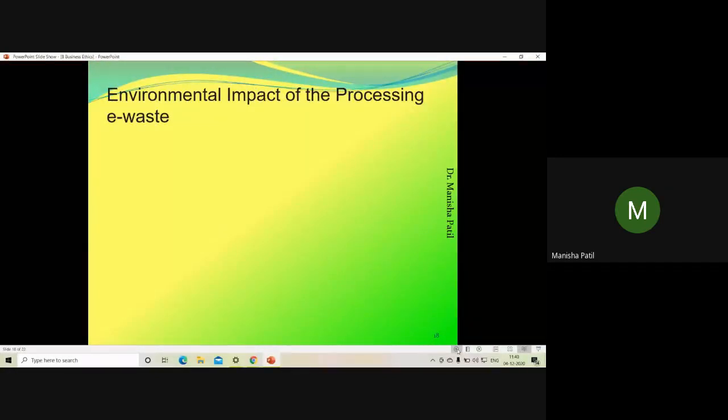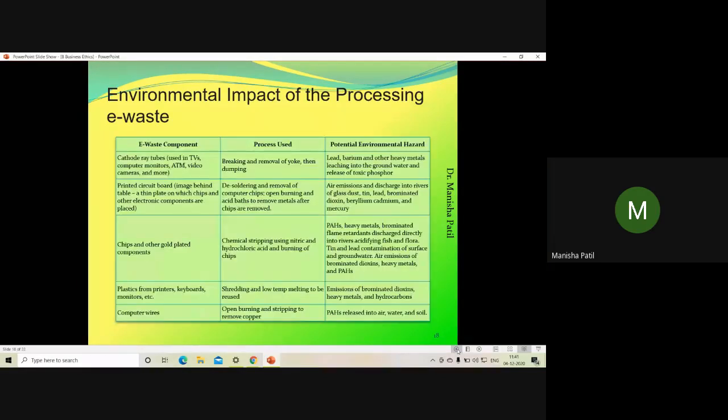Now we come to the environmental impact of processing e-waste. So you can see the table over here. In the first column, you have the e-waste component. In the second one, you have the process used. And in the third one, you have the potential environmental hazard.